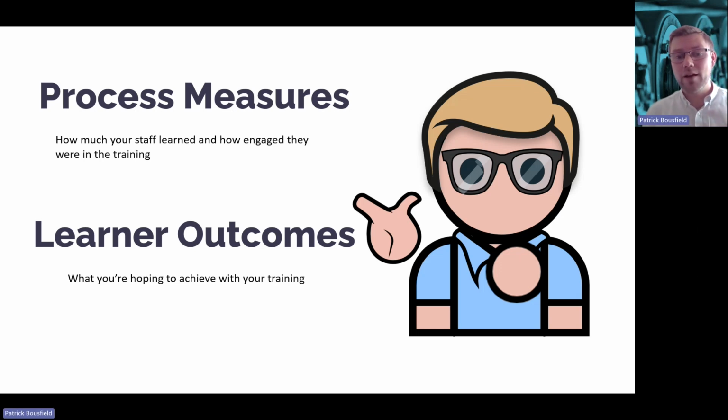Metrics to help you track this include the amount of training completed and participant scores. Learner outcomes are what you're hoping to achieve with your training, such as an increase in incident reports alongside fewer consequential incidents. Now, the evaluation metrics you use will depend on your specific training goals and the type of training you're delivering. However, as you will see, it's important to use a mix of both types of metrics to get a well-rounded view of your training's effectiveness.